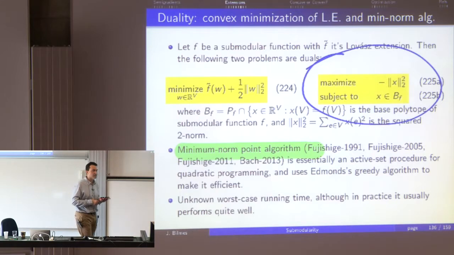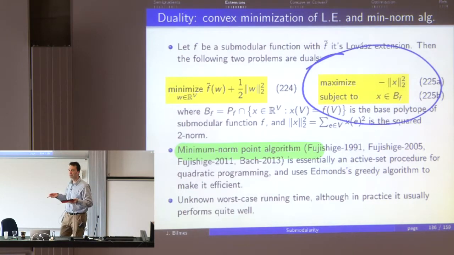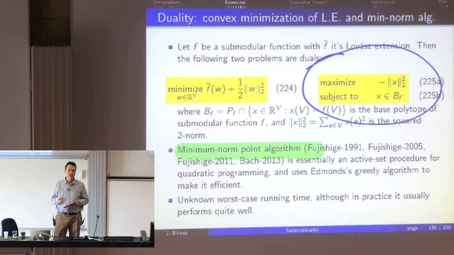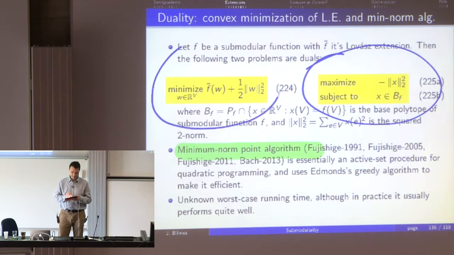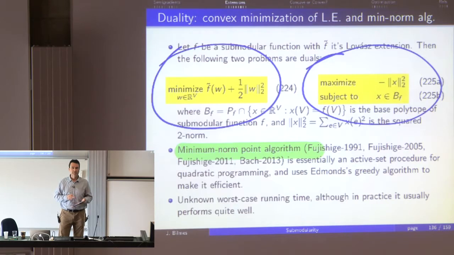It's been long known that the minimum norm point algorithm, people don't know the actual complexity. Unlike linear programming, this is an algorithm whose complexity is unknown. But in practice, it seems to work very well for a wide variety of general purpose submodular function minimization purposes. But it turns out that this is actually dual to this sort of regularized Lovász extension minimization problem. And there's strong duality here, so you get the same solution.